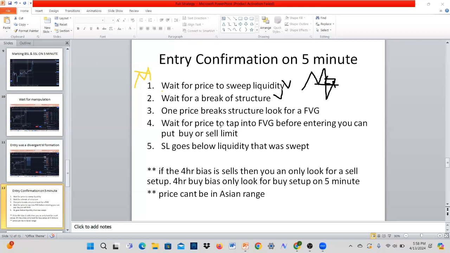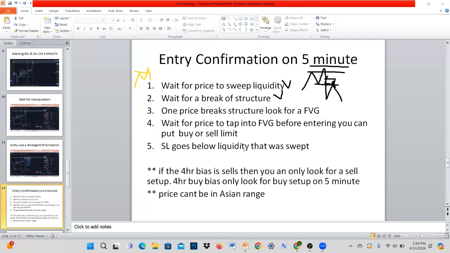Okay, so once price comes to that fair value gap, our stop loss goes above or below, depends, above the liquidity that got swept. So in this sense, if this liquidity got swept, our stop loss will go above here, and we will enter this trade and we'll target either a 1 to 2 or 1 to 3 risk to reward.